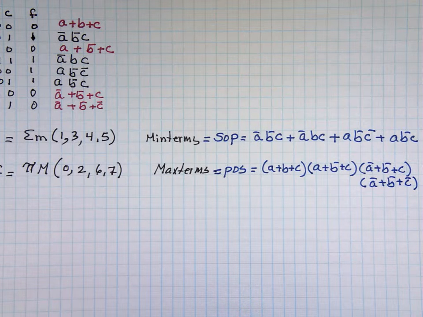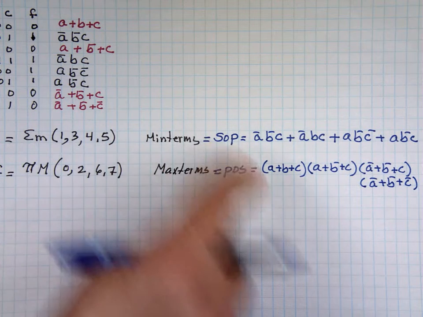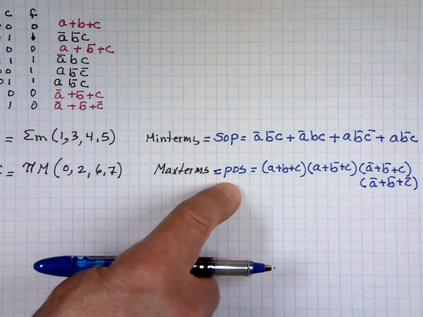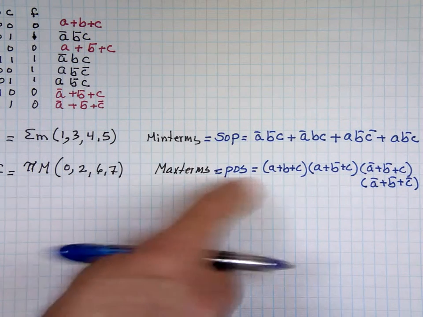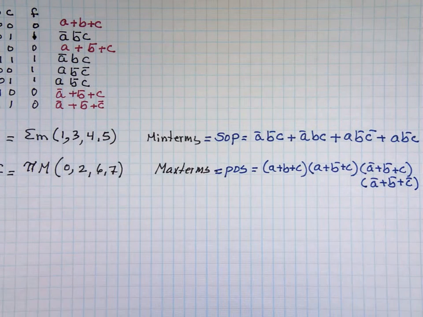So now you have it as sum of product, you have it as product of sum. This tells you when the function is 0, the other time is going to be a 1. It does the same thing.